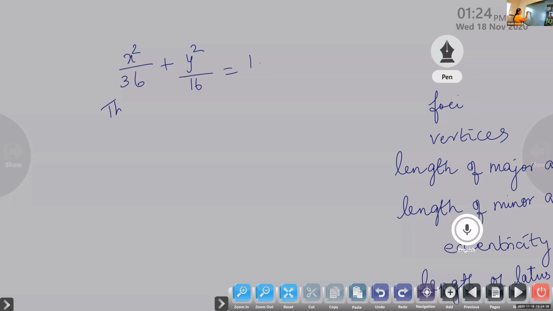Which one is bigger? a is always bigger. Now check whether it is x-axis or y-axis. It is of the form x square by a square plus y square by b square is equal to 1. Therefore, the major axis is the x-axis. Once you get the standard form, the denominator below x is bigger, so the major axis is the x-axis.